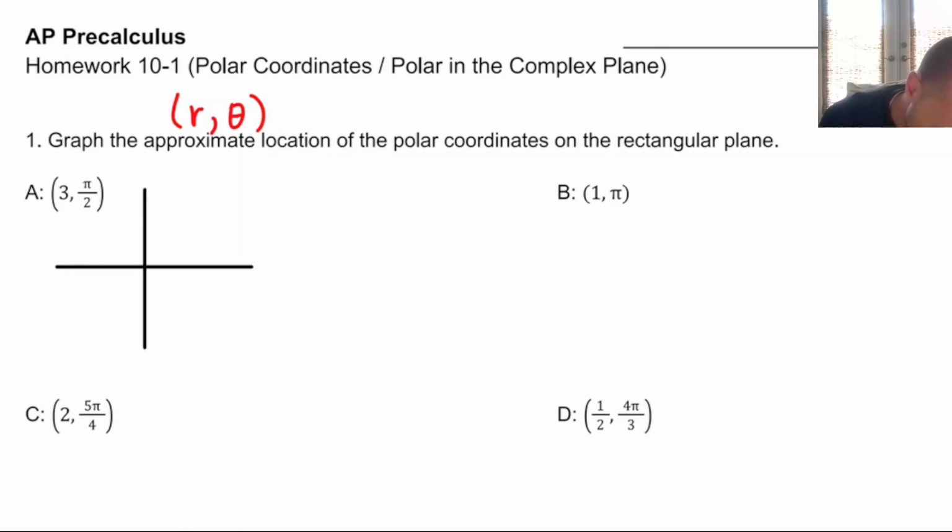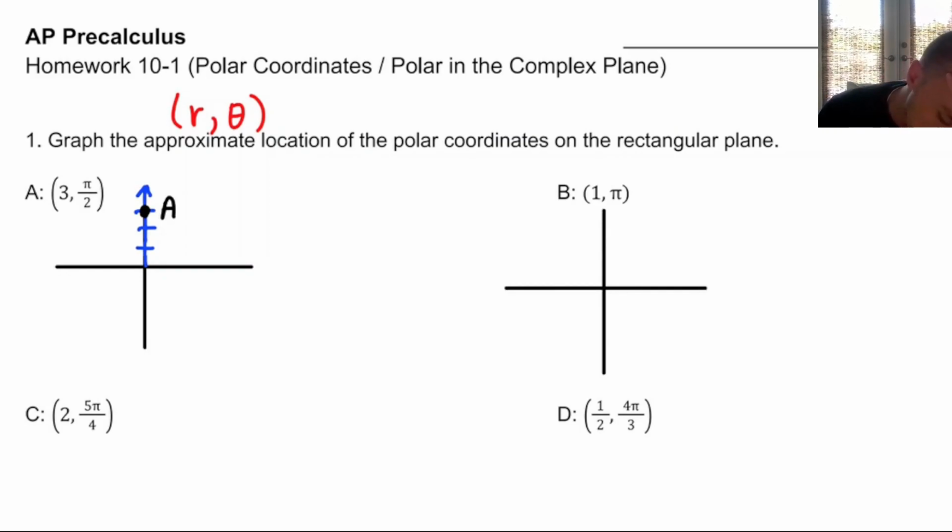Along the ray pi over 2, which is here, the thing I drew in blue, I'm going to go forward 3 units, and so that will be point A right there. For B, 1 and pi, that means radius is 1 along theta equals pi. We know theta equals pi is over in that direction, and if we went 1 unit forward in that direction, because it's positive 1, then we would be at that spot right there, and I'll label that one B.